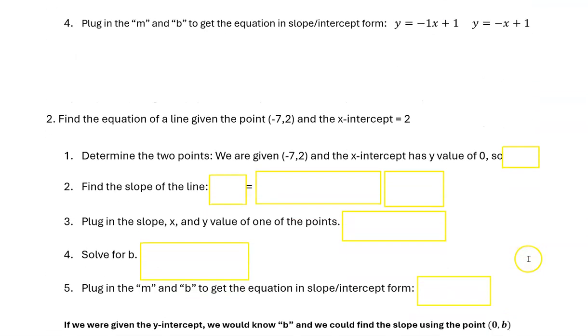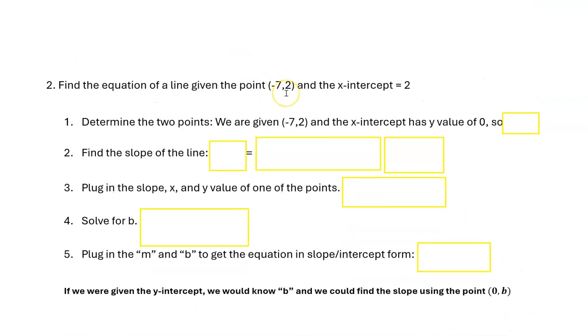Okay, in the second example, we have a point -7, 2, and the x-intercept is 2. We have to determine what our 2 points are. We know we have -7, 2, but what about the other point? Well, if I'm talking about an x-intercept, then I know it has a y value of 0. So in that case, I'm going to get the point 2, 0.